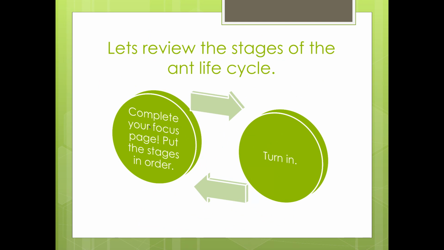So let's review the stages of the life cycle of an ant. You have the egg, the larva, the pupa, and then the adult. Complete the stages on the focus page by putting them in order, and then turn in.